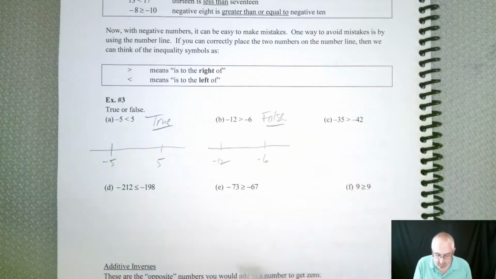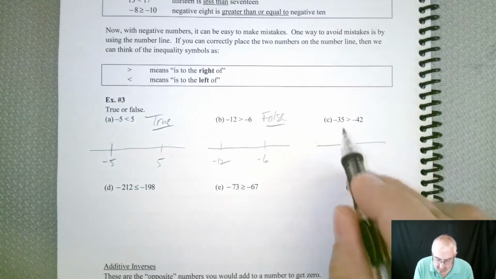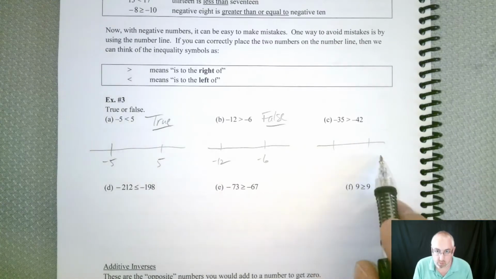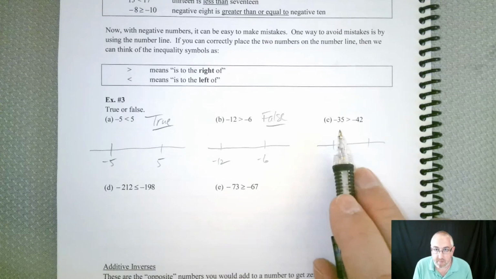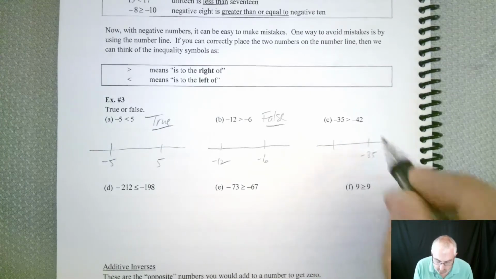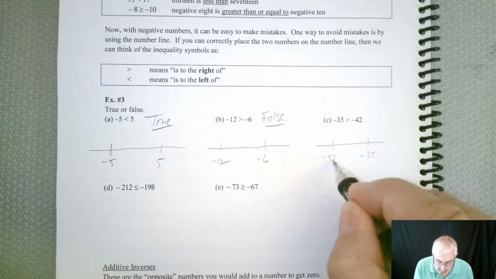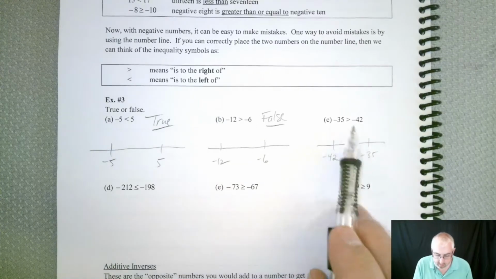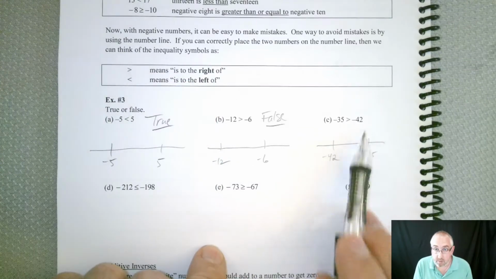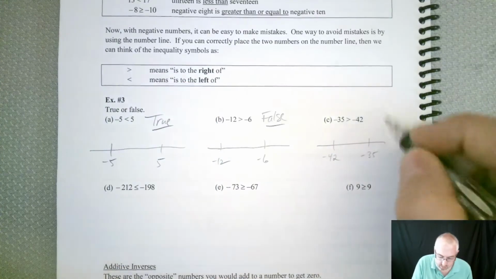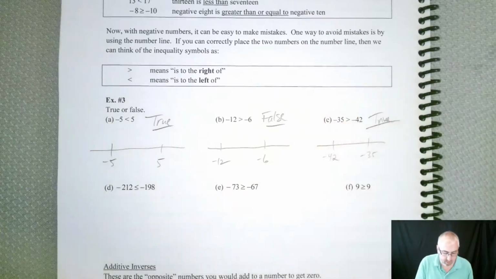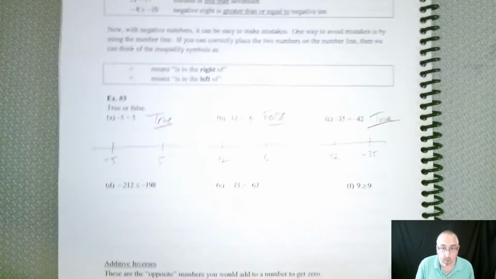And we can do that with all of these problems. So negative 35, negative 42, we got our two spots. Which one goes where? Negative 35 better be right over here on the right. Negative 42 better be over here on the left. And now, is negative 35 to the right of negative 42? You betcha. So that is true. All right, let's do a couple more.